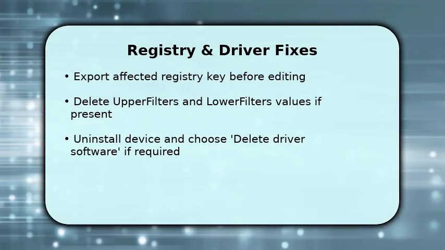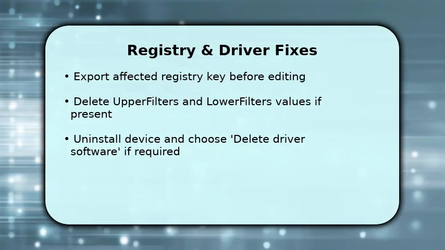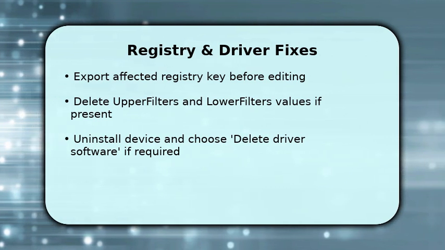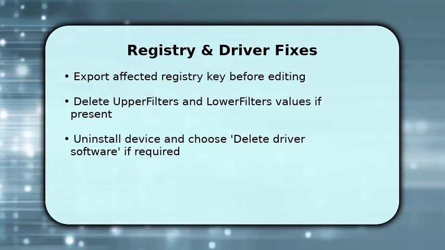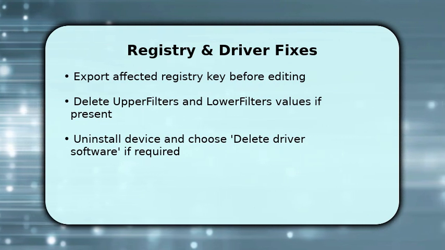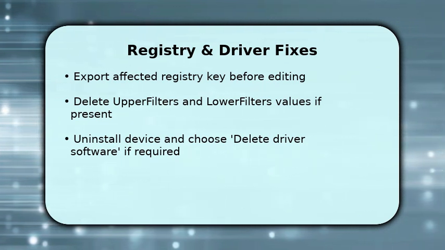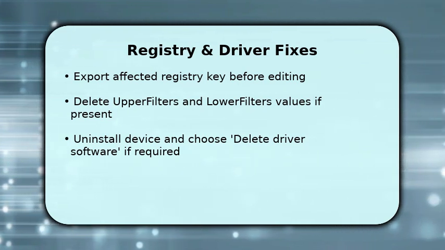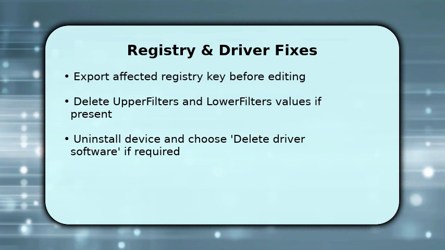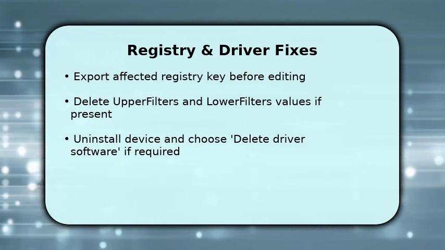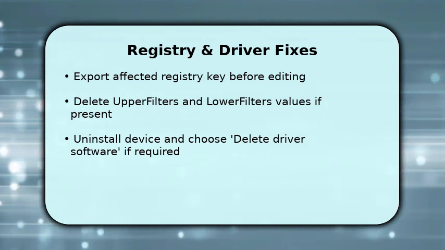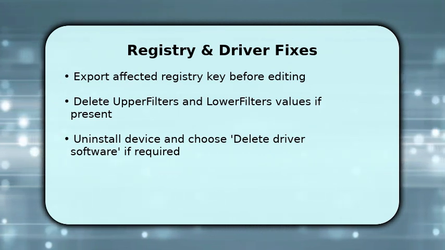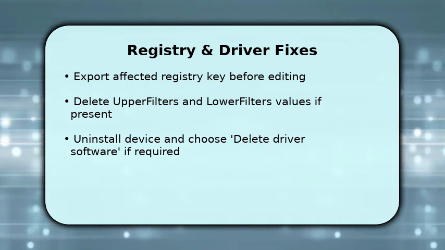Next, you'll repair the registry and reinstall the driver to clear the code 19 error. First, export the affected registry key so you can restore it. Then locate and remove upper filters and lower filters values only if they exist, because they often block drivers. After that, uninstall the device from Device Manager, and when necessary, check delete driver software for this device to force a clean reinstall. Once removed, reboot so Windows can redetect and reload the correct driver files.